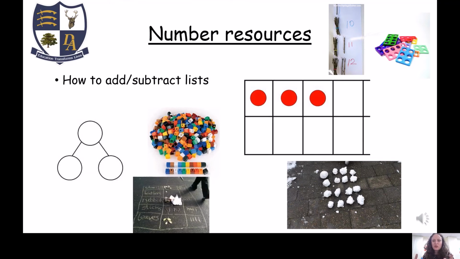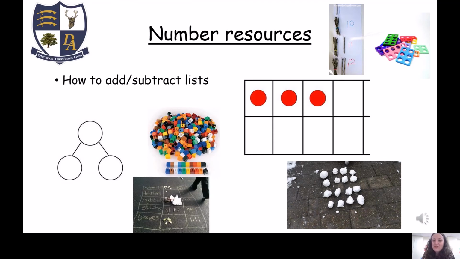First of all, we start with resources like Numicon that you can see on the top right hand corner, looking at how we build the numbers, building the two parts to make the whole number, using cubes, but that could be anything, could be apples in the apples bowl.